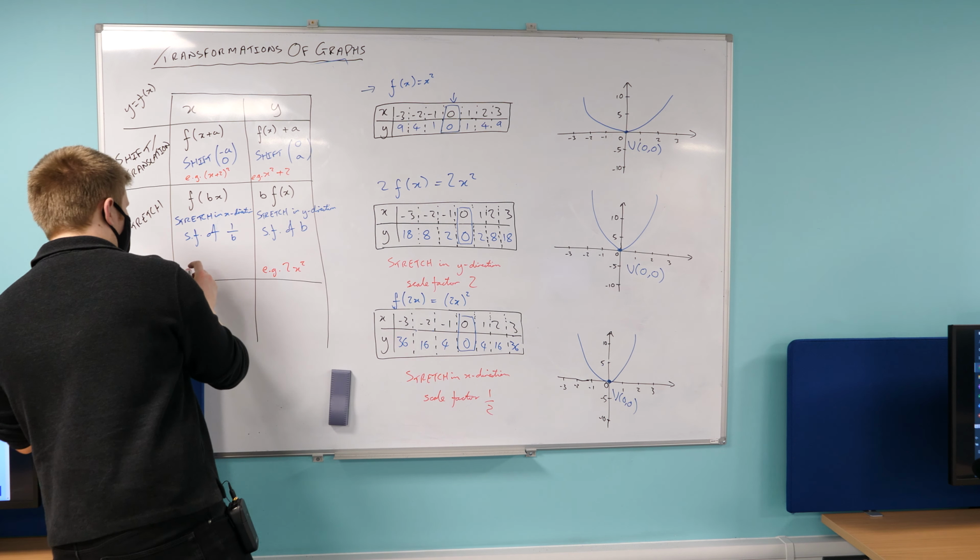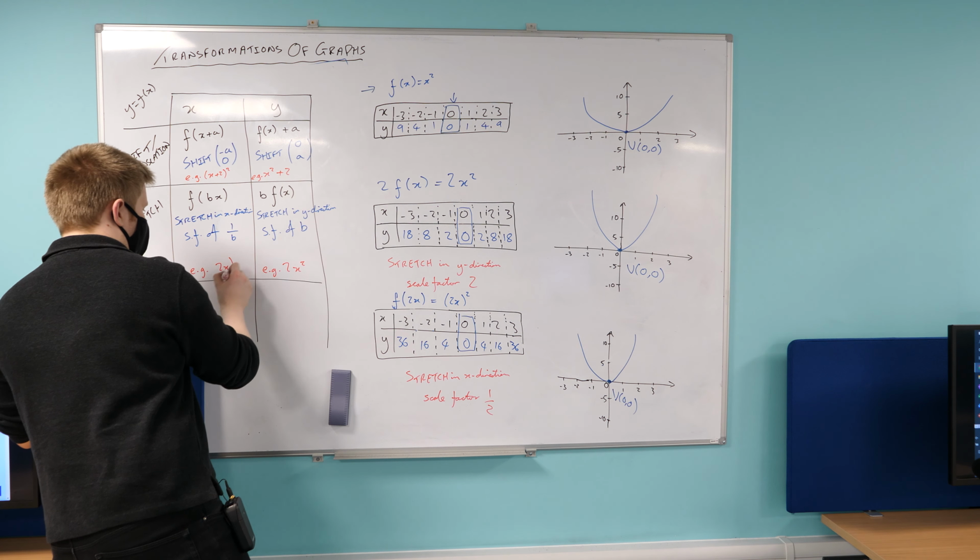So as an example, you change the x values to do the 2x, then you do the squaring.